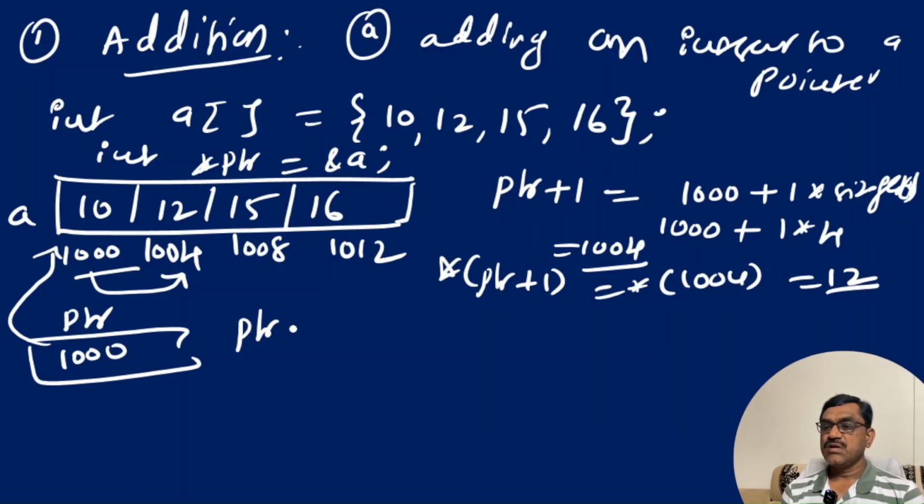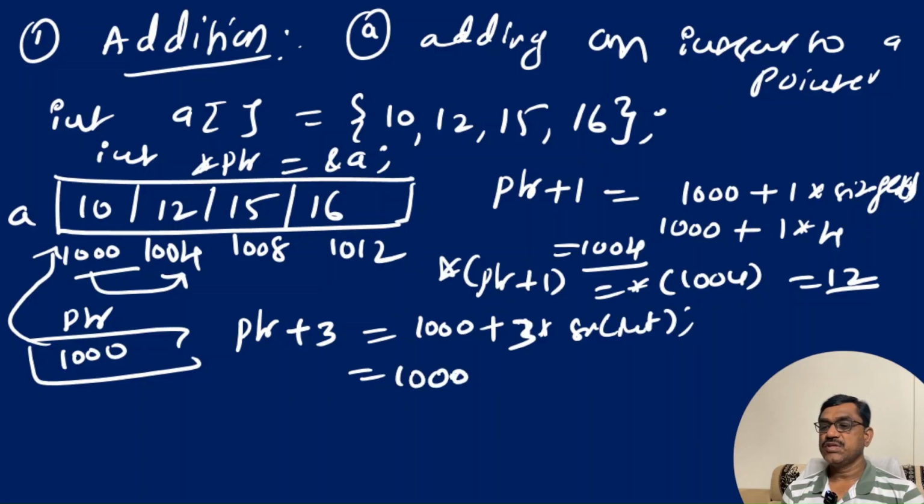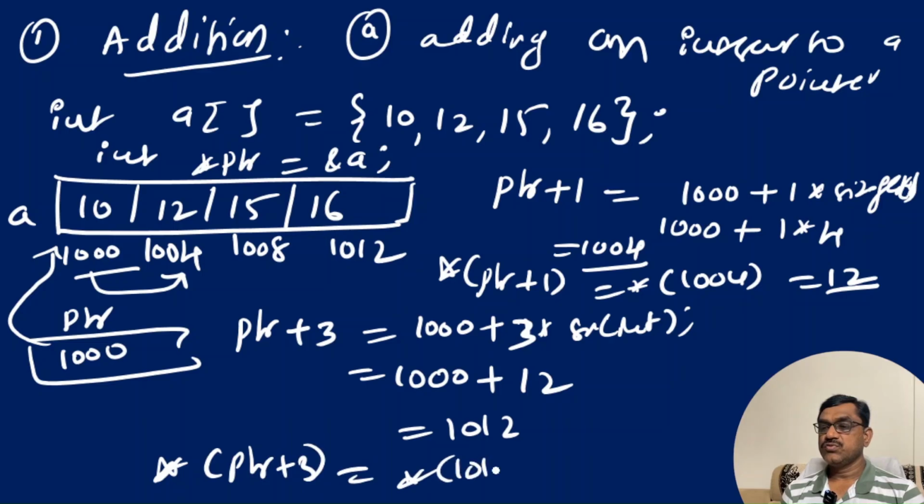Similarly, if you say ptr plus 3, it can be written as 1000 plus 3 into size of int. That is 1000 plus 3 into 4, which is 12, and we get 1012. When you say star of ptr plus 3, we get star of 1012, which means the value we get is 16. This is how we perform the arithmetic operations, plus 1 and here plus 3. We are just adding an integer.